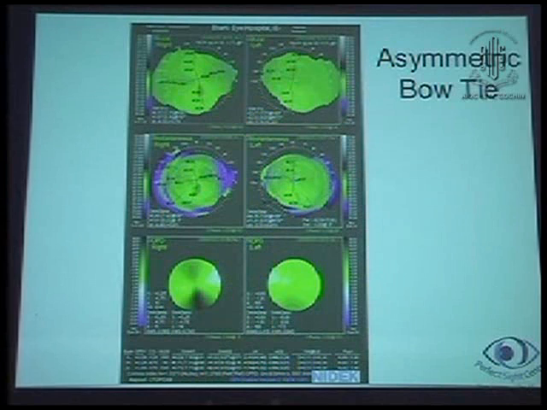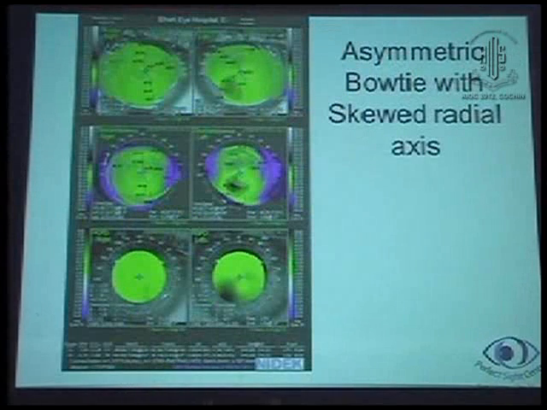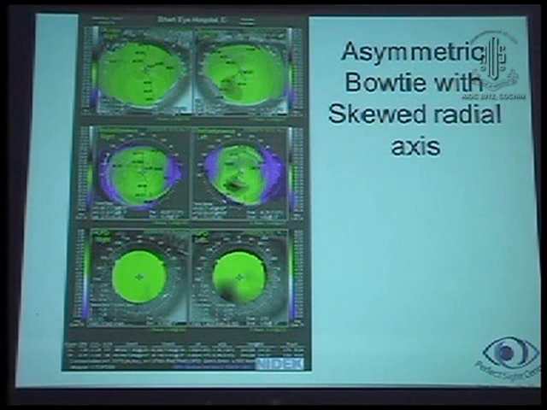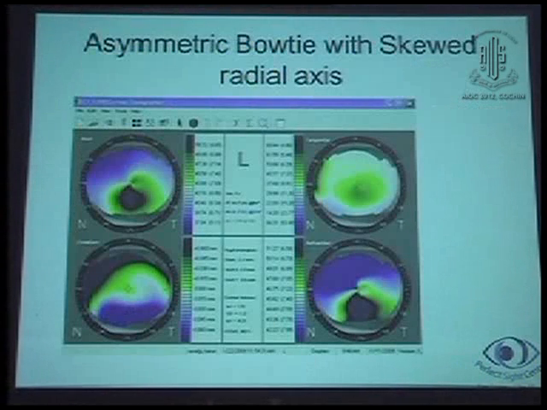This shows an asymmetric bow tie pattern. This is the smaller lobe, this is the larger lobe, but there's no skewing seen over here. This is an asymmetric bow tie with skewing of the radial axis. If you see this one, the axis is here and the axis for this one is here, and it's more than 30 degrees. So this is a skewed radial axis. This is quite indicative of keratoconus.